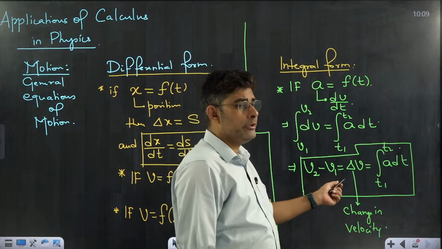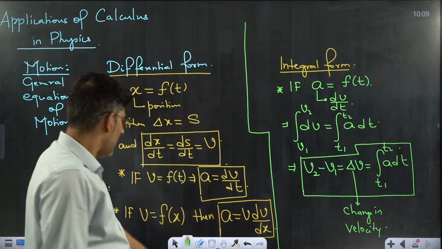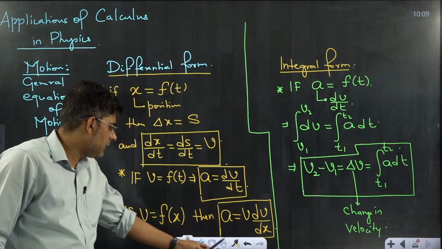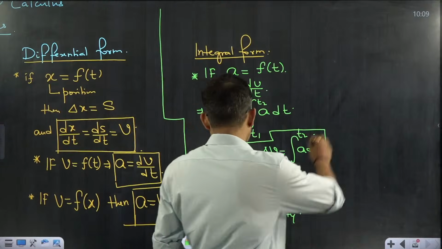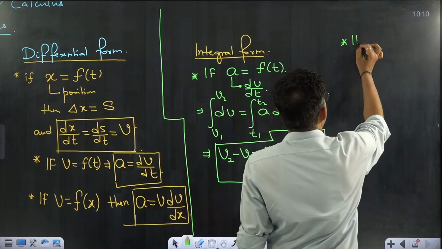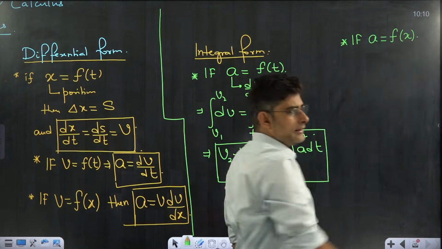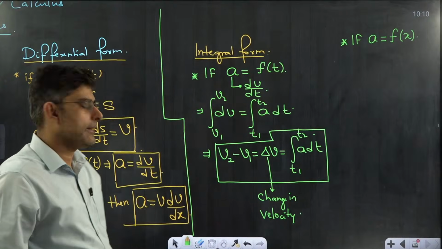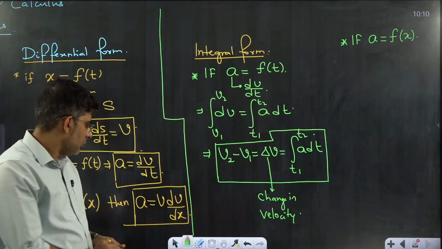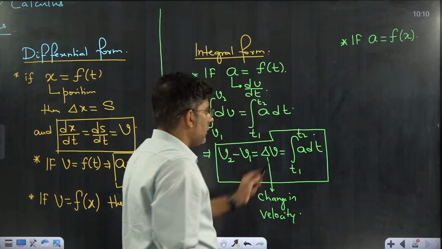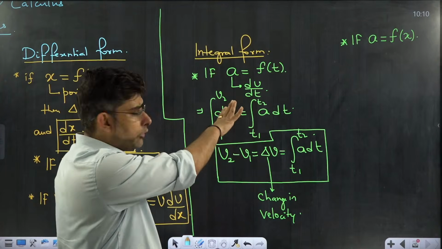Look over here. So v2 minus v1, change in velocity, is the integration of acceleration with respect to time. Apart from this, what are the other equations that you are going to use for integration? For integration, the next one is if acceleration, instead of t, is given as a function of x. If acceleration is given as a function of x, then a is equal to v dv by dx. When I write all this, you can take a screenshot so that when we are using it in physics questions, you understand what we are doing exactly.